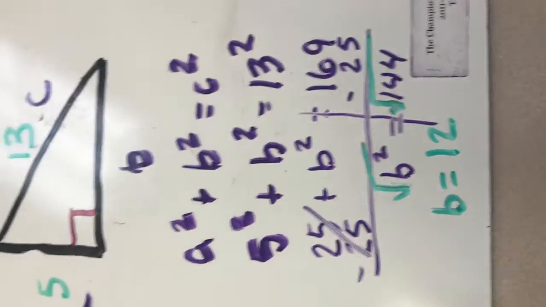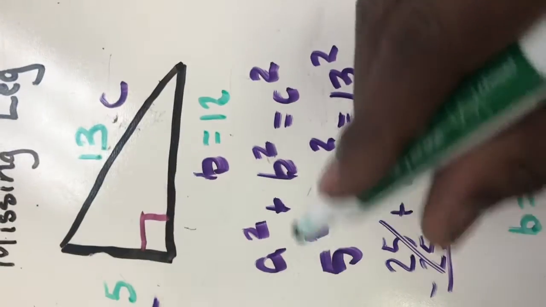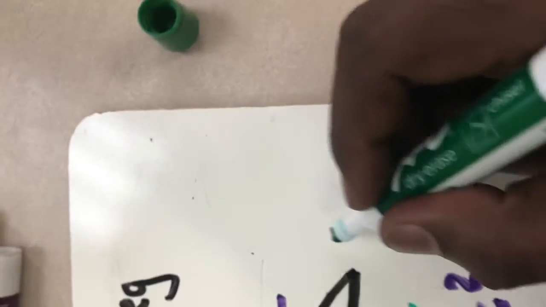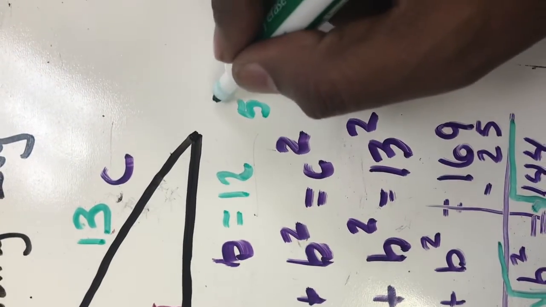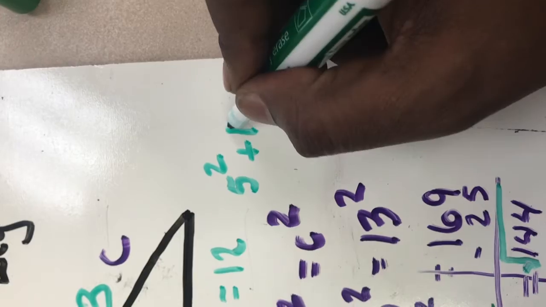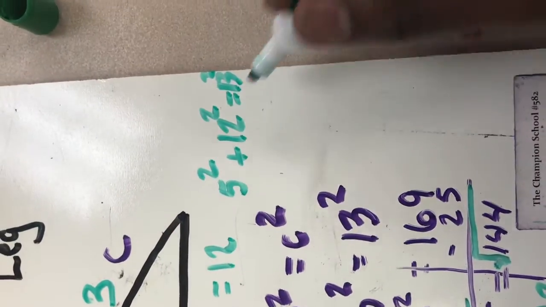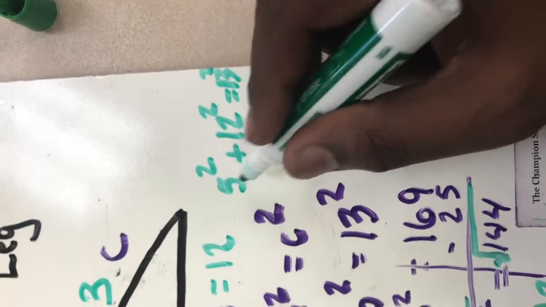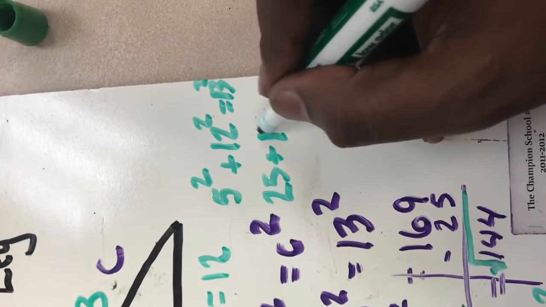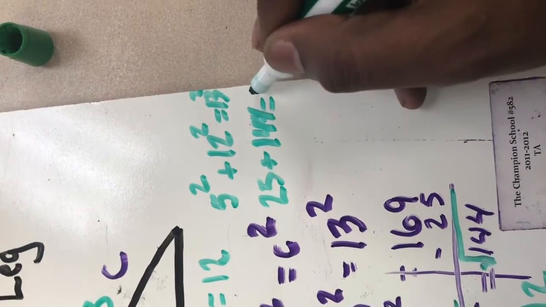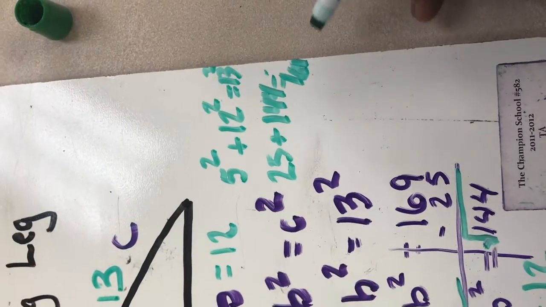Now we're almost done. We've got to check this now. We believe that b is 12, but if that's true, then it should satisfy this equation. We should have a squared plus b squared equals c squared. So 5 squared plus 12 squared should equal 13 squared. Now that's interesting because those numbers are pretty close. Let's see. 5 squared is 25, plus 12 squared is 144, and 13 squared is 169.